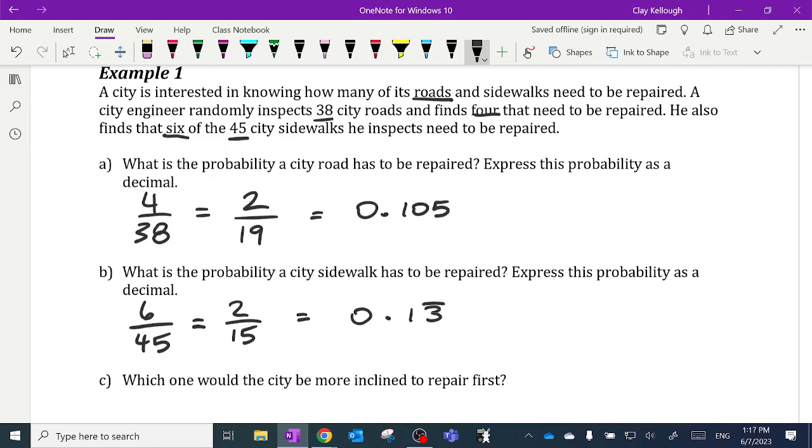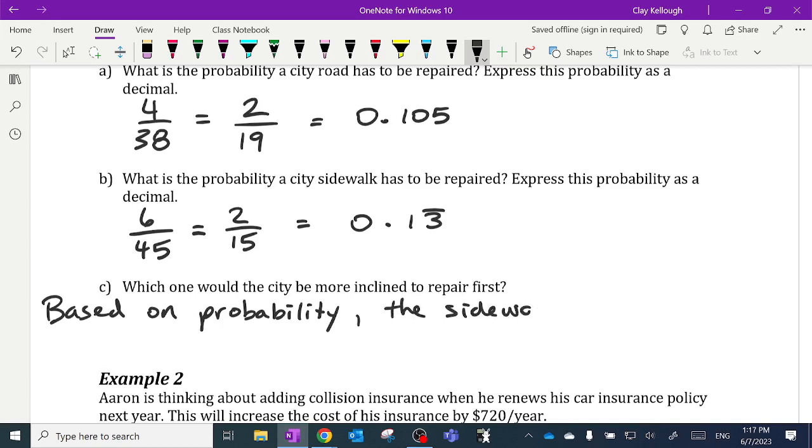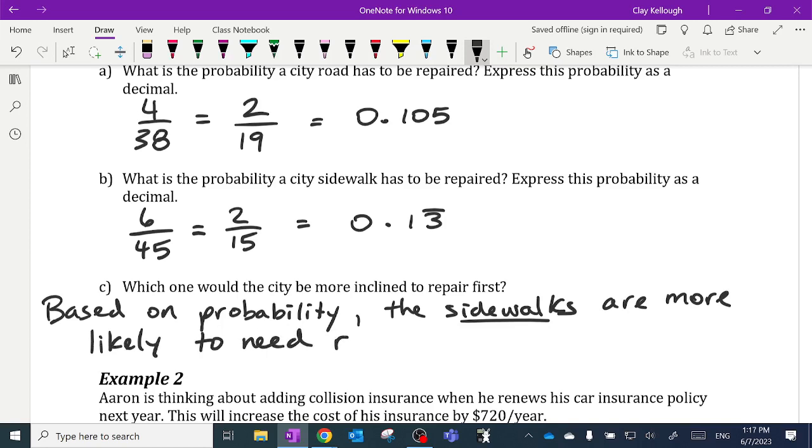Based on this information, which one do you think the city should tackle first? Well, if I'm going to base it on the probability, otherwise why'd I hire the guy to walk around and count in the first place? I would say, based on probability, the sidewalks are more likely to need repair. Do you get why I'm saying that?